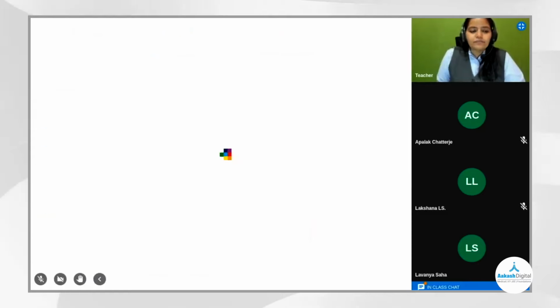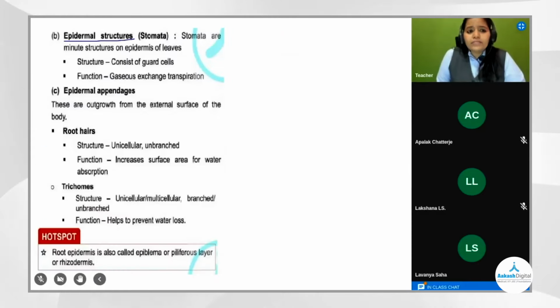Now next, then we have the epidermal structures which are present in between the epidermis, like stomata. In case of leaf, yes, the epidermal cell is the external layer, but in between the epidermal cells, there are these structures which are called stomata. Very important. These stomata are minute structures on epidermis of leaves. How do they look like?